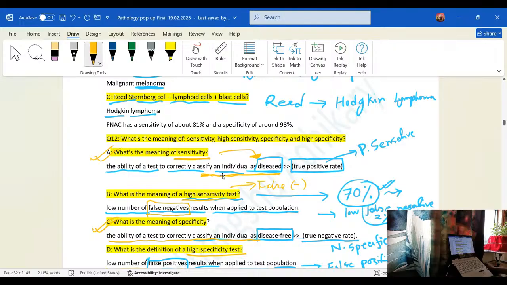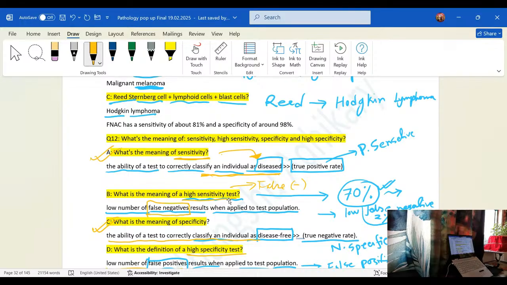What is a highly sensitive test? It is the ability of the test to identify the false negatives, the negative results, from the applied test population. What is the meaning of specificity?